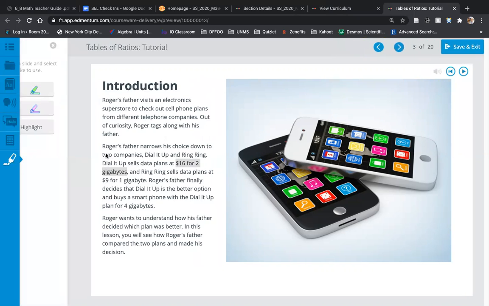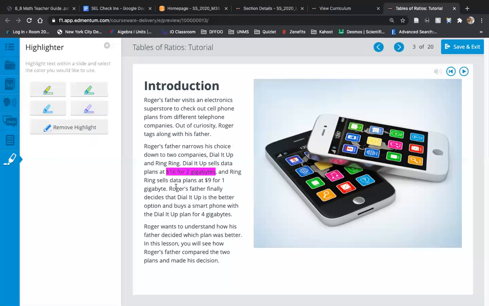Again, this is also something you can do yourself as you're reading. You can use that highlighter tool to keep track of things. Next, it says Ring Ring sells data plans for $9 for 1 gigabyte. Now, I know most people these days are probably getting unlimited data, but there was a time when people had to pay per gigabyte. People still do that right now, so it's not that far removed.